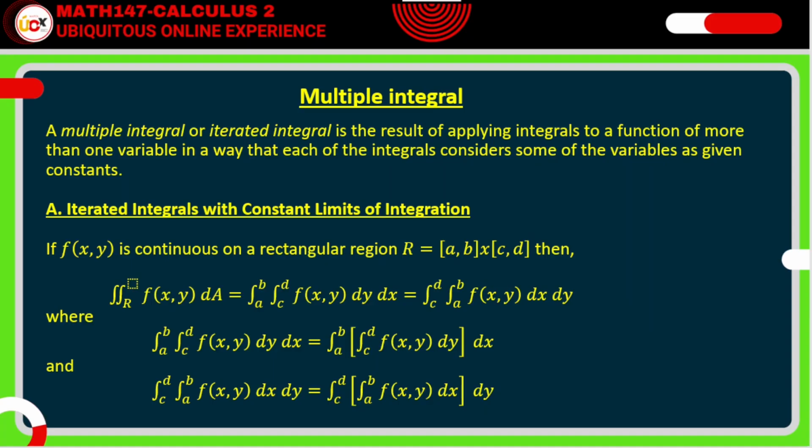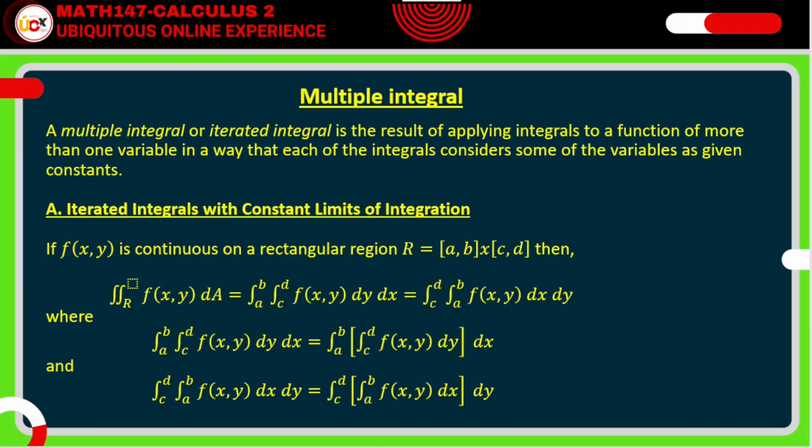Let me first define what a multiple integral is. When you say multiple integral or iterated integral, it is the result of applying integrals to a function of more than one variable in a way that each of the integrals considers some of the variables as given constants. There are two types of multiple integrals. The first one is called the iterated integrals with constant limits of integration. And the second one is the iterated integrals with non-constant limits of integration.